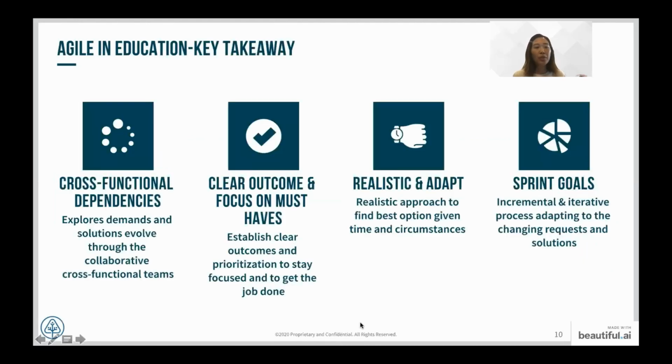So key takeaway from this Agile approach to education is that we value cross-functional dependencies, having a clear outcome that focuses on must-haves, being realistic and adapting to this realistic approach. Sometimes we can be ambitious, but we need to be ambitious with a realistic approach and look at the time frame that we were given, the due dates, and given circumstances. And clearly establishing sprint goals so that the project doesn't look so overwhelming and it's flexible.